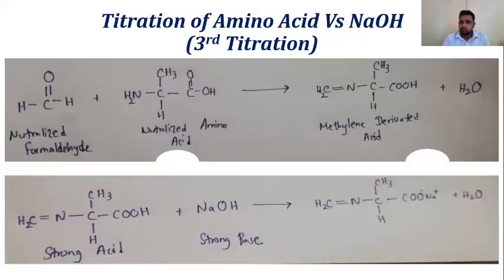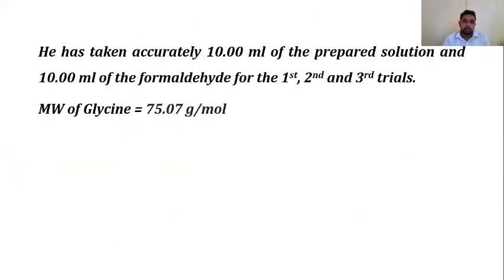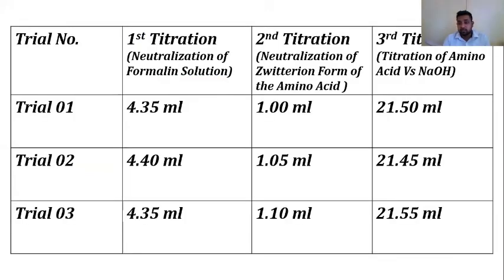If you don't know how to calculate this, you will be in big trouble, because I can provide you three titration readings and confuse you in the exam. If you don't know how to use these readings, you will definitely be in trouble. The first and second titration readings are not required for the calculation. What we require is the third titration. The first and second titrations are done to neutralize the solutions: one to neutralize the formaldehyde, and the second to neutralize the sweetening form. Then we mix the neutralized formaldehyde and the neutralized amino acid, and titrate this combination against sodium hydroxide. So that is what we need.